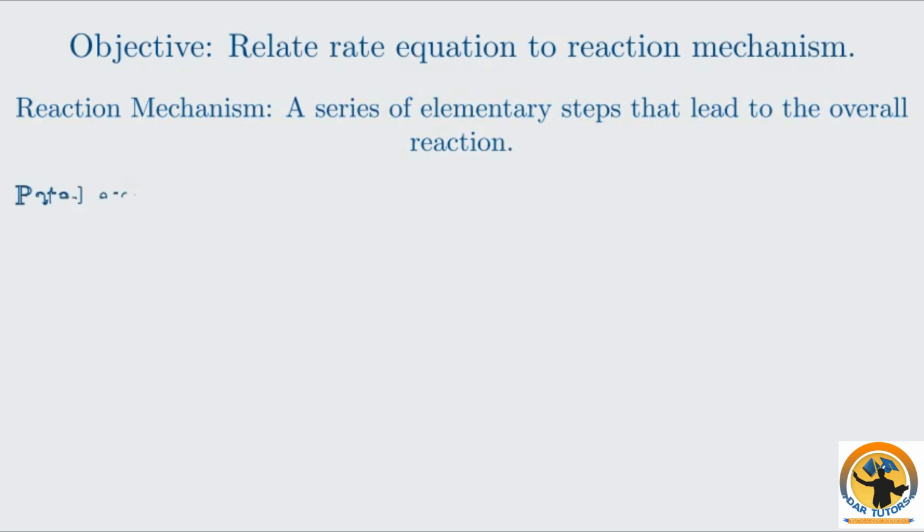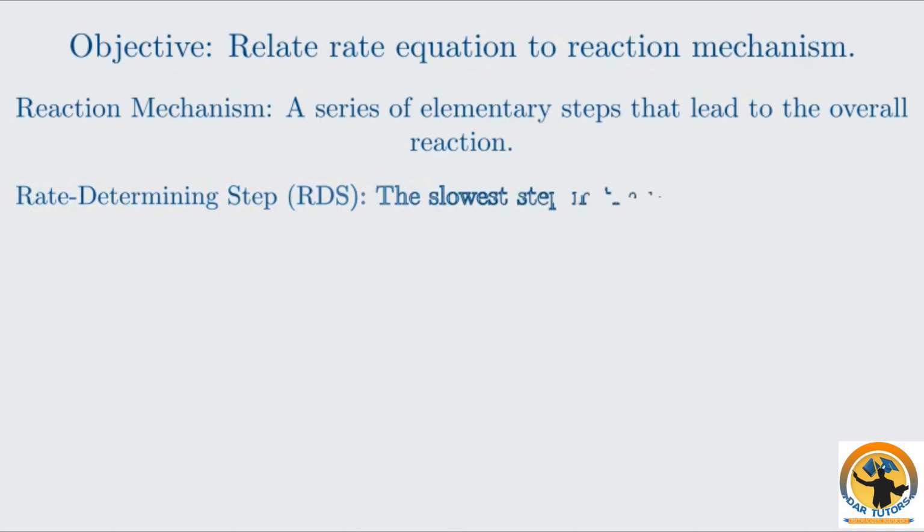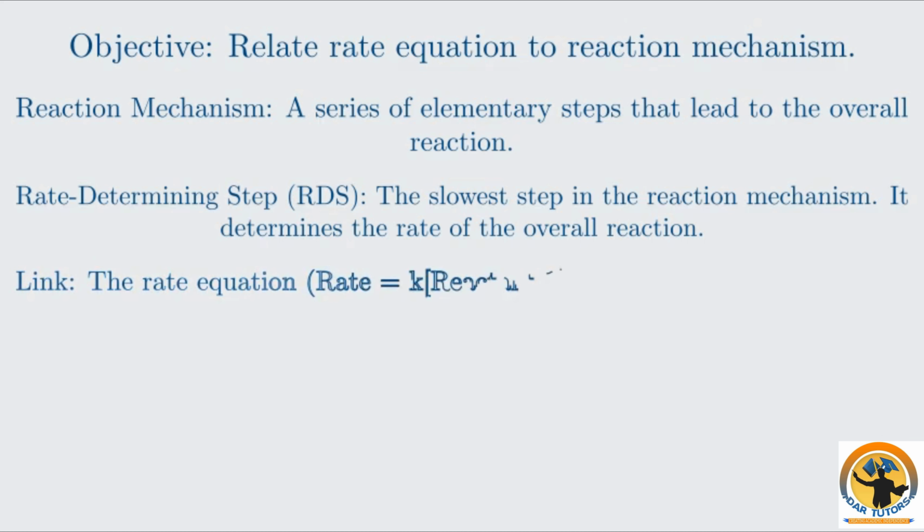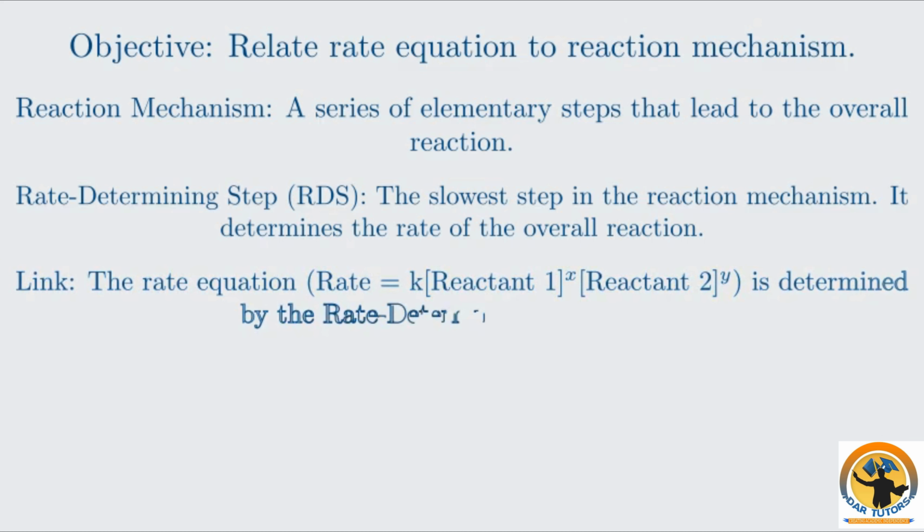The overall rate of the reaction is determined by the slowest step in the mechanism. We call this the rate-determining step, or RDS. Think of an assembly line. The speed of the whole line is limited by its slowest worker or machine. That slow step is the rate-determining step. Crucially, the experimentally determined rate equation is derived directly from the rate-determining step. Specifically, the reaction orders, x and y, correspond to the stoichiometric coefficients of the reactants in the rate-determining step. This means the rate equation gives us a window into the actual molecular events of the slowest step.